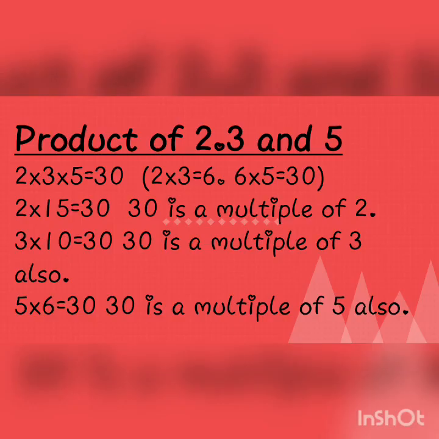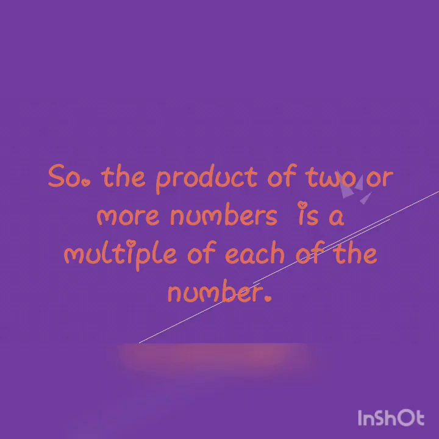Now consider the product of 2, 3, and 5. When we multiply 2, 3, and 5, we get 30. Also, as 2 into 15 equals 30, 30 is a multiple of 2. And as 3 into 10 equals 30, again 30 is a multiple of 3 also. As 5 into 6 equals 30, 30 is a multiple of 5 also. So, the product of 2 or more numbers is a multiple of each of the numbers.